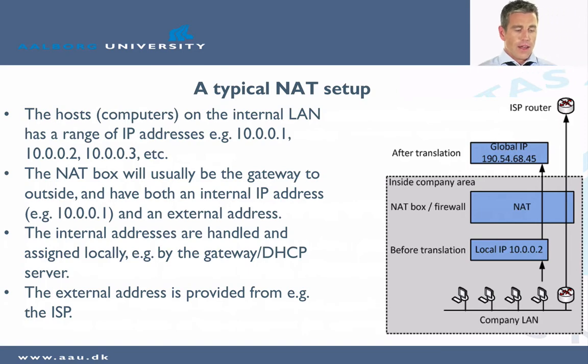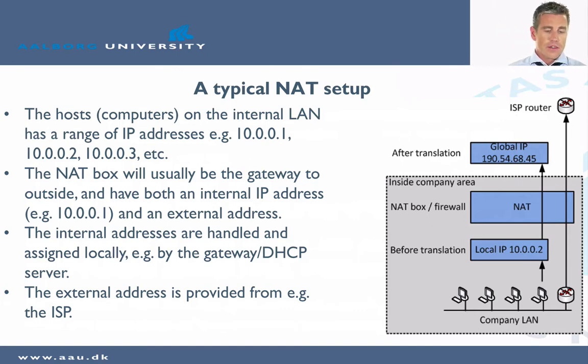When it comes to the internal addresses, these are handled and assigned locally, for example by the gateway, which will usually be running a DHCP server. So when you connect a new device on your LAN, you need to either manually or automatically assign an internal IP address to it. And the external address is usually provided by that person's internet service provider. So the NAT is what is in between the company area network, the internals, and the outside of that. So how do we send and receive packets in this setup?